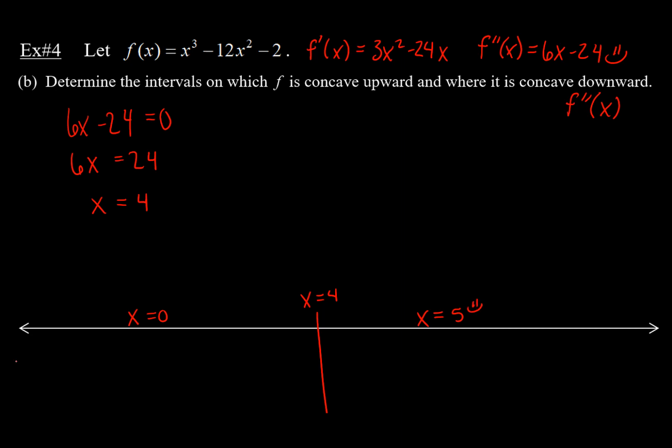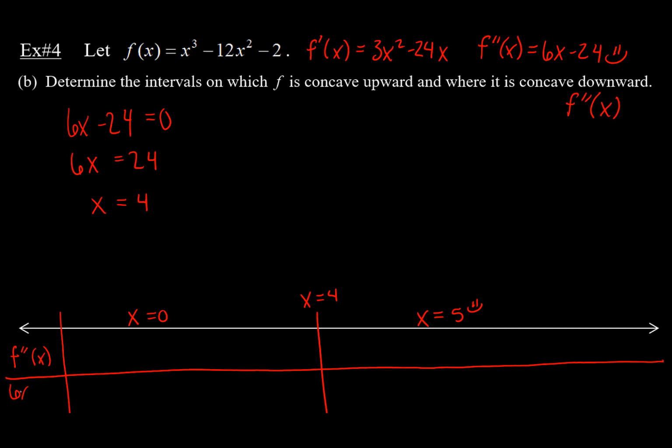So these are my test values, and I'm going to plug them into the second derivative. And that second derivative happens to just be that one piece there of 6x minus 24. So if I plug in 0, I'm going to get negative. All right, and that means it's concave down. And then at x equals 5, if I plug that in, I'm going to get a positive number. So that is concave up.